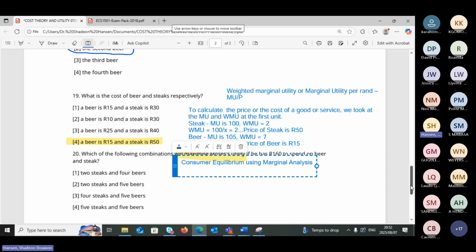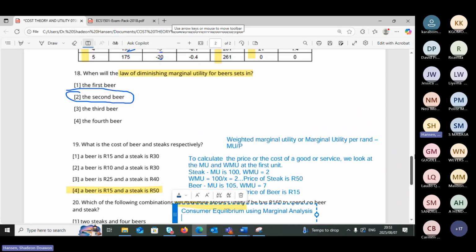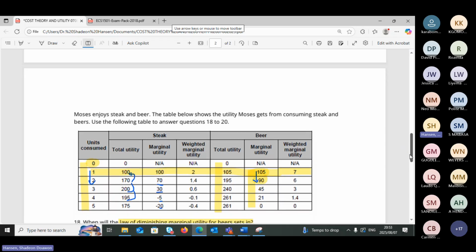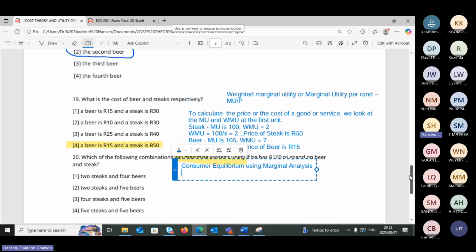Now, the conditions, students, for consumer equilibrium. You see over here, we have 2 goods. We have steak, and then of course we have beer. So now the first condition that needs to hold, students, is that the weighted marginal utility for steak must be equal to the weighted marginal utility for beer. We can write it in a much nicer way.